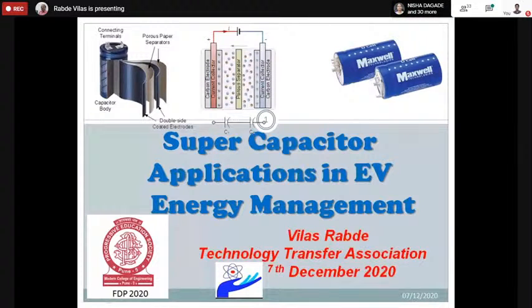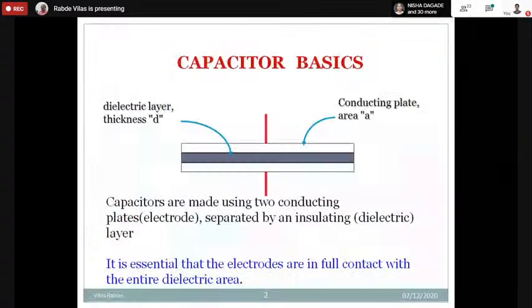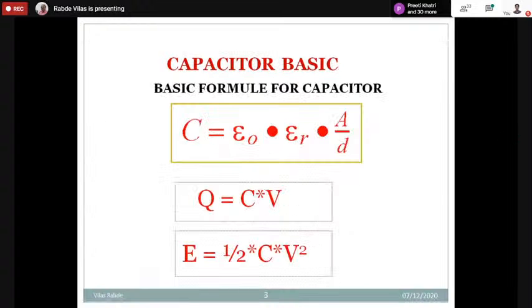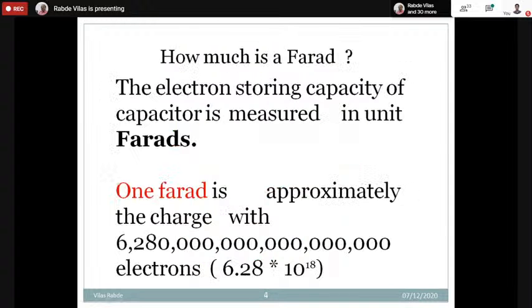So we were going to revisit the capacitor basics. It's two electrodes separated by a dielectric. These are the formulas. Capacitance is equal to E0 ER into A by D. Q in coulomb is equal to C into V, and energy stored in the capacitor is 1/2 of CV square. How much is the farad? The charge storing capacity of a capacitor is measured in the unit farad. So 1 farad is approximately the charge of 6.28 into 10 raised to 18 electrons.